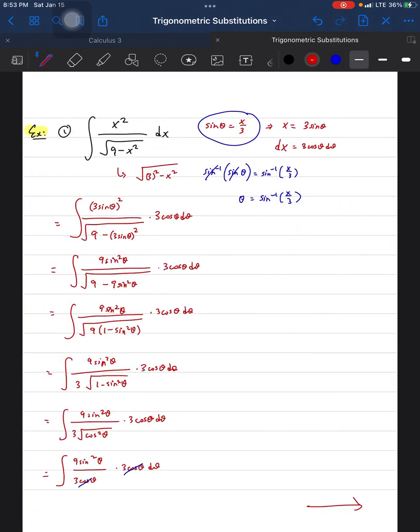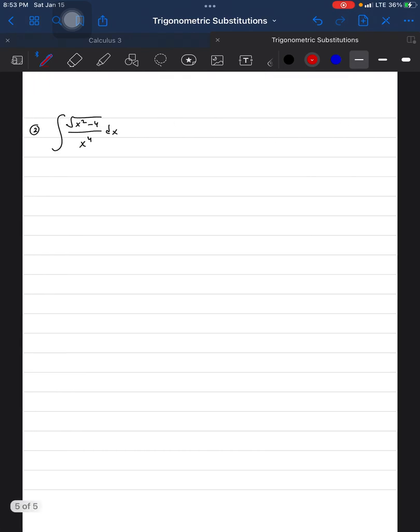The thing about trigonometric substitution is these problems take very long and involve a lot of algebra and trig, and there's going to be a lot of substitutions happening, so you have to keep track of if you're in terms of x, in terms of theta, in terms of u, and stuff like that. So let's do another example. So let's do this example right here.